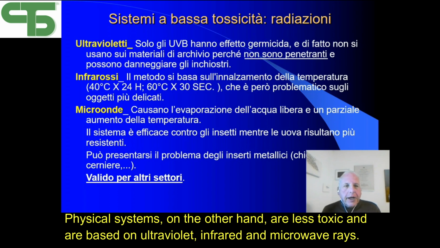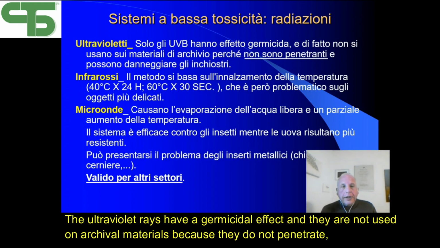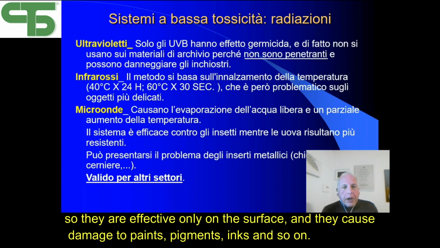Physical systems, on the other hand, are less toxic and are based on ultraviolet, infrared and microwave rays. The ultraviolet rays have a germicidal effect, and they are not used on archival material because they do not penetrate, so they are effective only on the surface, and they cause damage to paints, pigments, inks and so on.